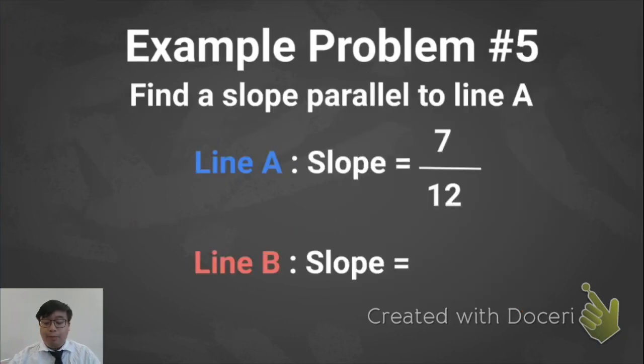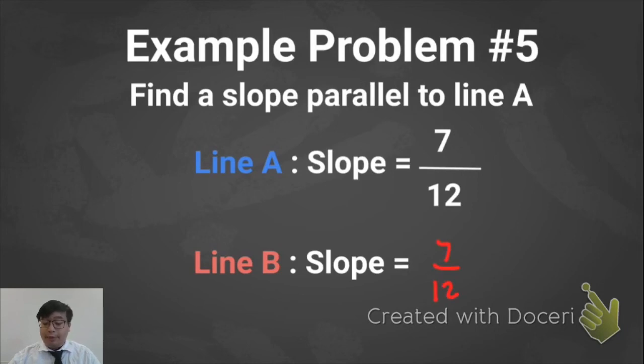For our 5th practice problem, I want to find the slope of a line that's parallel to line A. So if I know that line A has a slope of 7/12, how do I find a line that's parallel to line A? So I know that for parallel lines, the slopes have to be exactly the same. So for line B, the slope has to be 7/12.